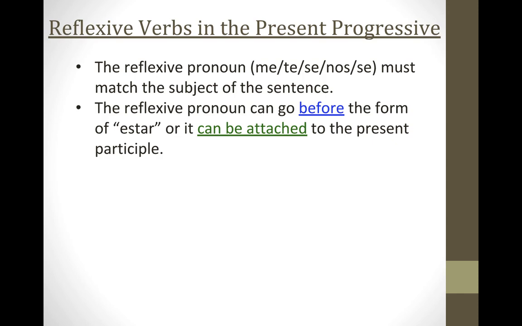Secondly, when using a reflexive verb in the present progressive tense, because there are two verbs, you have two options on where you can place that reflexive pronoun. Option 1, like it tells you here, the reflexive pronoun can go before the form of estar. So for example, if I'm saying I am washing myself, me estoy lavando.